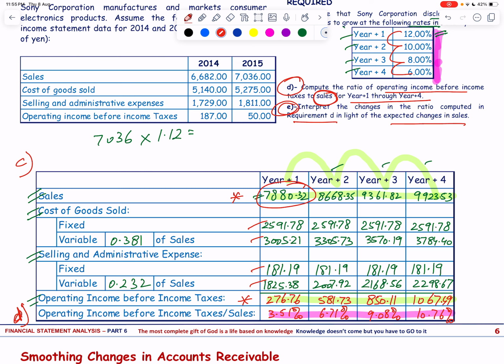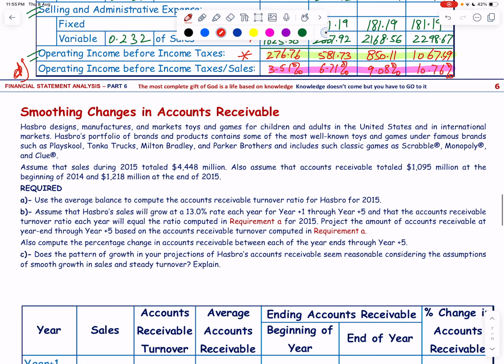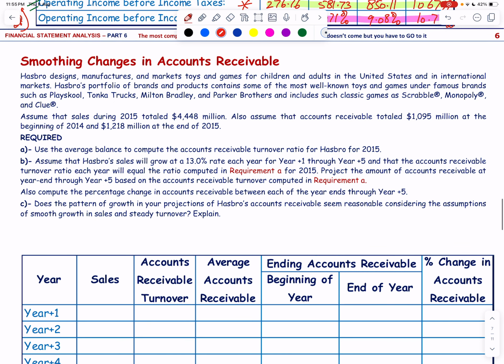Next, let us solve an exercise on smoothing changes in accounts receivable. Now, Hasbro designs, manufactures, and markets toys and games for children and adults in the United States and in international markets. Hasbro's portfolio of brands and products contains some of the most well known toys and games under famous brands such as Playskool, Tonka Trucks, Milton Bradley, and Parker Brothers, and includes such classic games as Scrabble, Monopoly, and Clue.